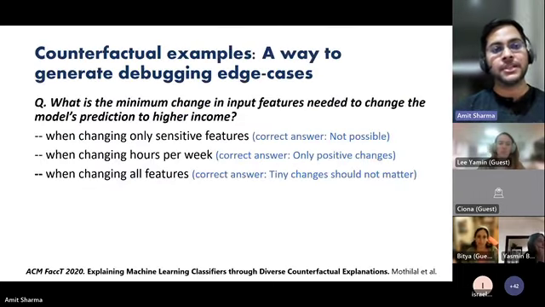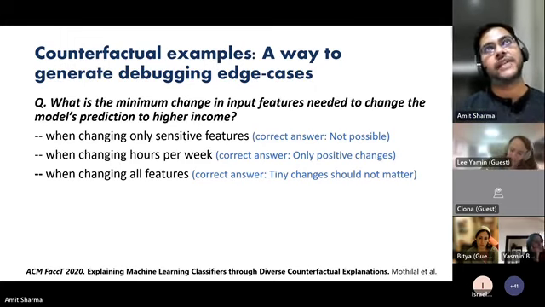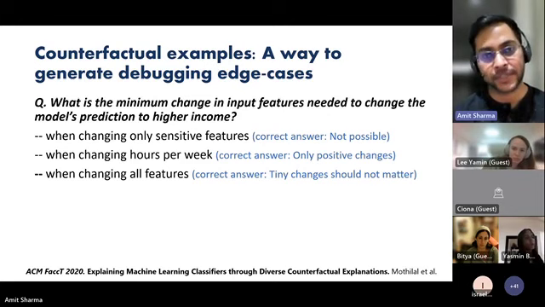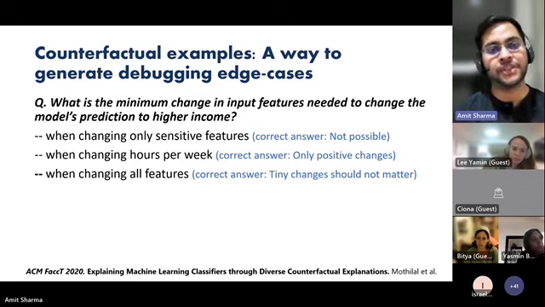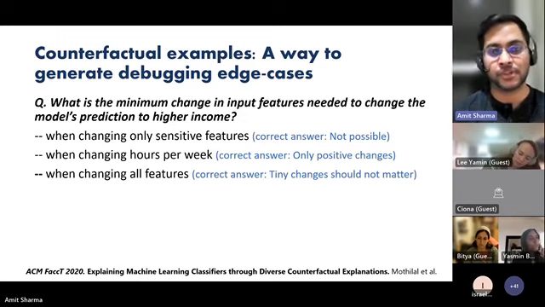Another way to think of this is that it's a way to generate edge cases. So you just want to see what's the minimum change in input features to change the model's prediction, right? So if you find that it's only changing sensitive features, then it should not be possible. There's something wrong in your model. If you find that it changes the outcome by only changing hours per week, that's okay, but it should only be increasing hours per week, right? And similarly, if you're changing all features, then tiny changes should not matter. This is similar to adversarial robustness.